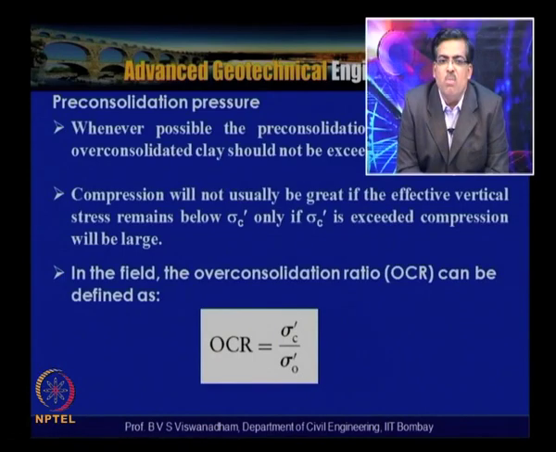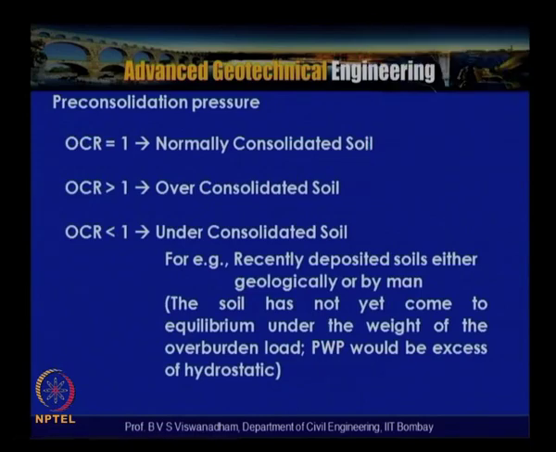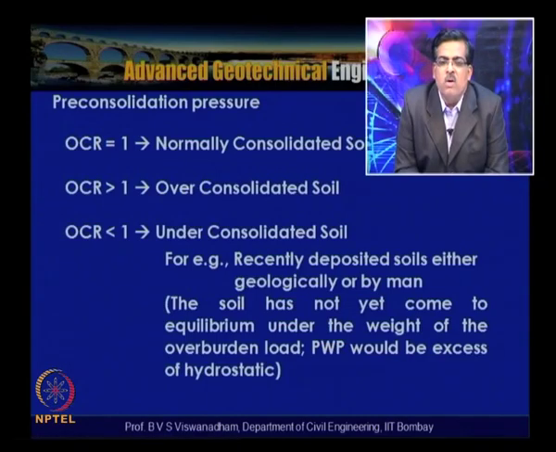But if the load exceeds the pre-consolidation pressure, then the soil can change into a normally consolidated mode. In the field, the over consolidation ratio is defined as sigma dash c by sigma dash o. If OCR is equal to 1, that indicates a normally consolidated soil, and OCR greater than 1 is called over consolidated soil. An OCR of 2 indicates slightly over consolidated soils, and OCR can also be 5, 9, or more than 9, and those are heavily over consolidated soils.